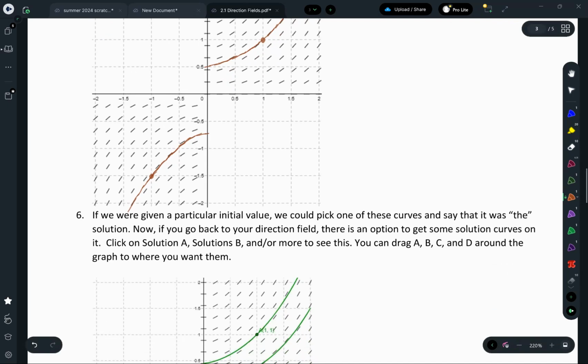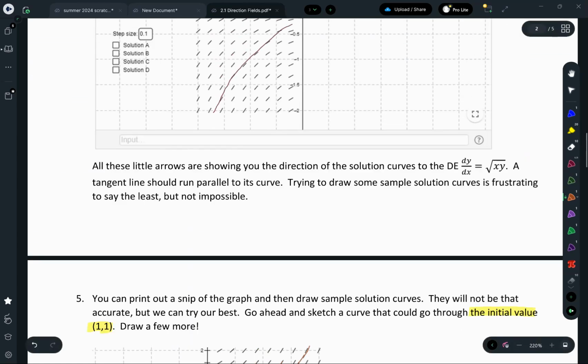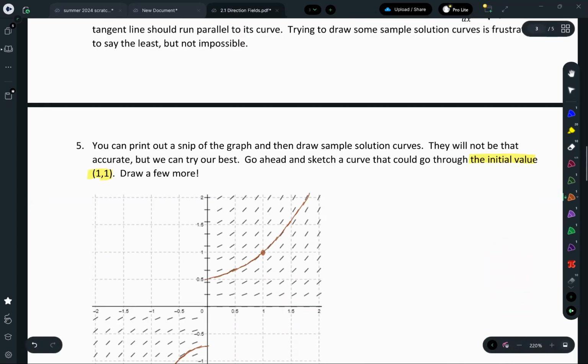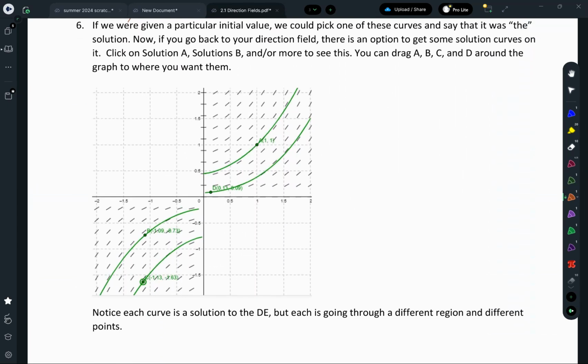Now, if we were given a particular initial value, we could pick one of these curves that we've drawn and say, well, this is the solution. So if you go back to the direction field and open this up in GeoGebra, there's an option for you to get some solution curves. On the bottom left it says solution A, solution B, solution C, solution D. You could click on those and get some particular initial values, and I've done that and printed it on here.